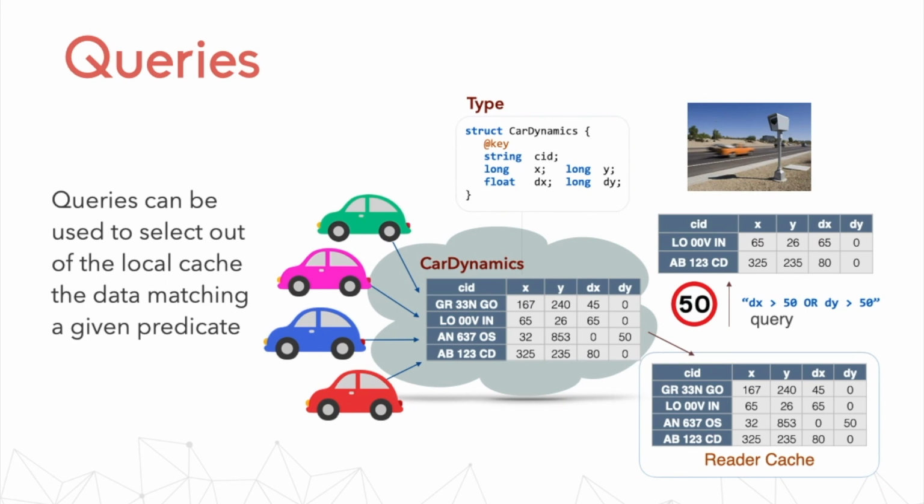Something else that DDS provides are queries. Queries don't control what gets into a cache, they control only what gets out of the cache. In other terms, you can query the cache by providing, once again, a predicate expressed as a where clause in SQL 92. In this case, you see that we are receiving all the samples for the various instances, but then we are asking DDS to only give us, out of the local data, the data that matches our predicate, which again identifies either the speed in the X or the Y direction to be greater than 50 kilometers per hour.